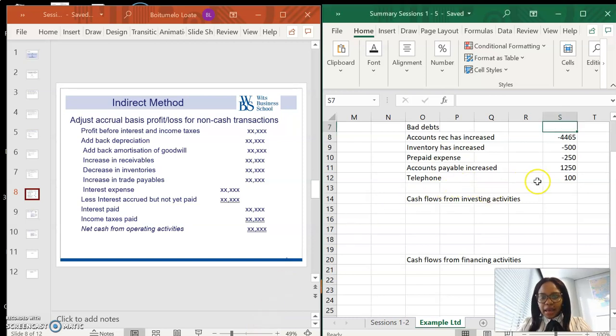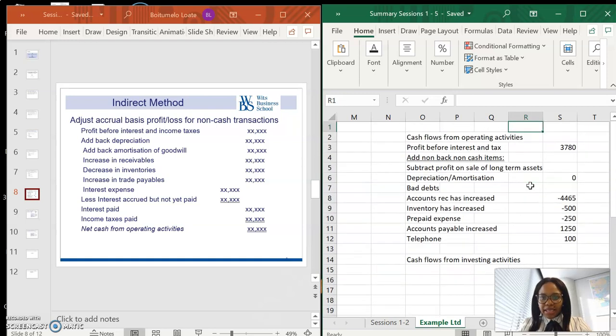Afternoon, guys, again. Sorry, we got cut off there at the end, but we had completed our operating activity section.